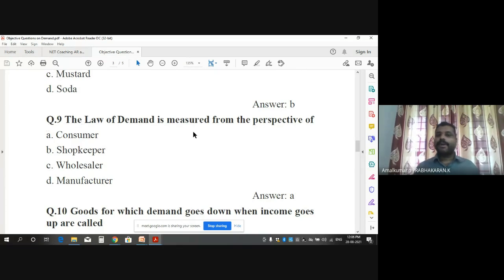The law of demand is measured from the perspective of the consumer, the shopkeeper, a wholesaler, or a manufacturer. In which perspective do we define the law of demand? Here the consumer is used for the law of demand. We are purely focused on the consumer's perspective.